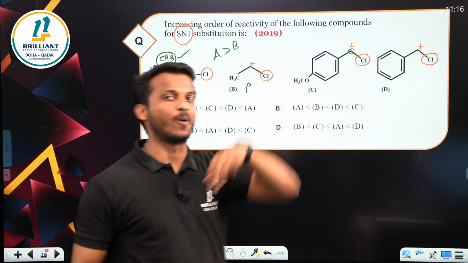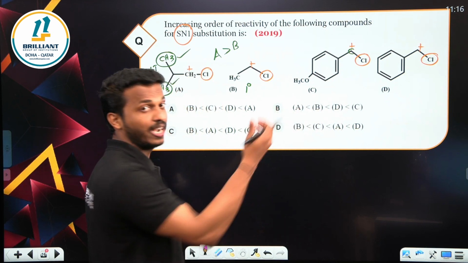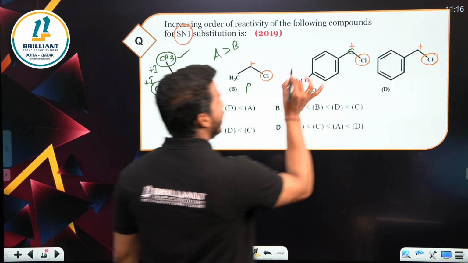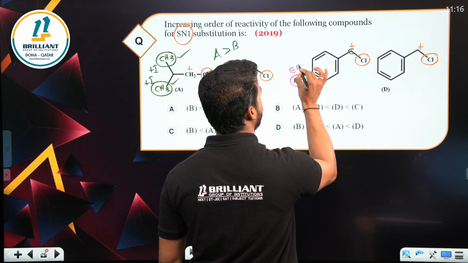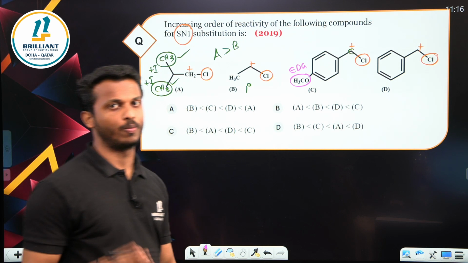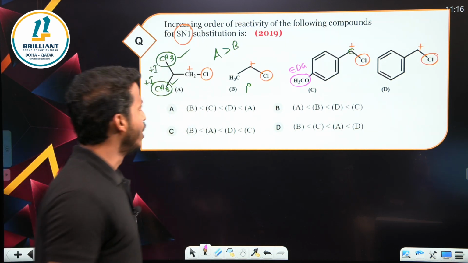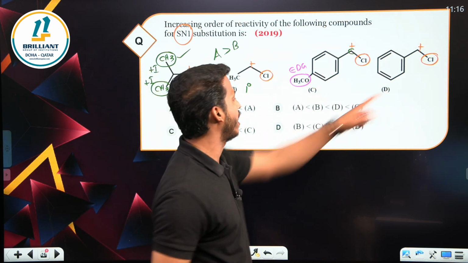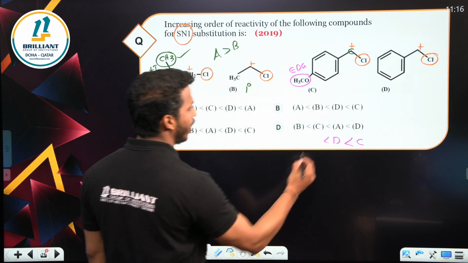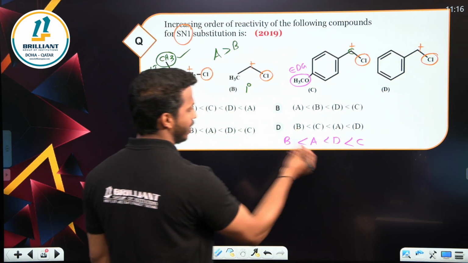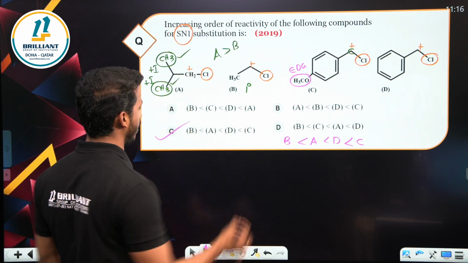Among C and D, which is more stable? Can you say? Dear all, both are benzyl carbocations, where there is OCH3. What is OCH3? The methoxy group is an electron donating group. Again, an electron donating group can increase the stability of carbocation. So C is more stable than D, so C is greater than D. Among A and B we already discussed that A is greater than B. So the answer is BADC, that is option C.